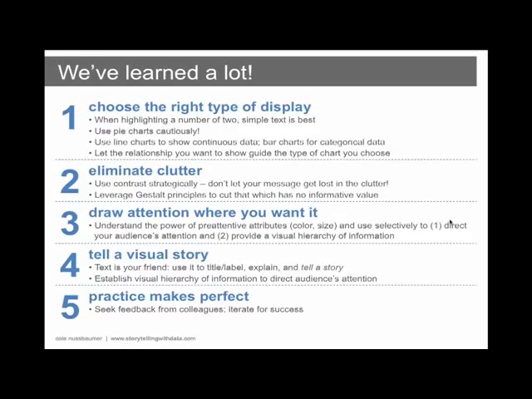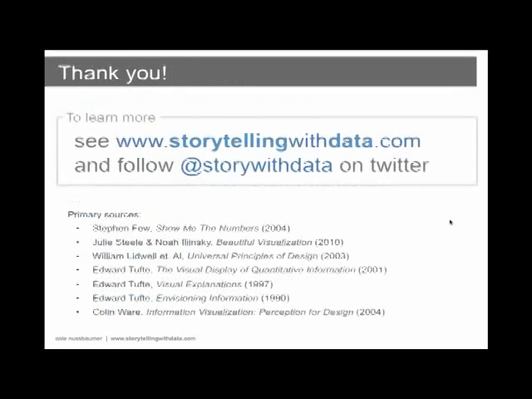In the third section, we talked about how people see and how you can use that to your advantage, specifically with the power of pre-attentive attributes in designing your visuals. So remember, we want to use pre-attentive attributes both to draw our audience's attention to where we want it and to create a visual hierarchy of information. In the fourth section, we talked about using words to build a story around our visualization. And then finally, we looked at some specific examples and applying these lessons in the philanthropic sector. And really, practice is the way to get good at this, and seeking feedback from your colleagues along the way. So that's what I had to cover today.